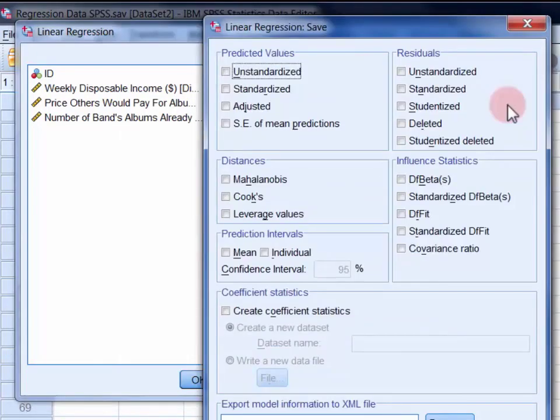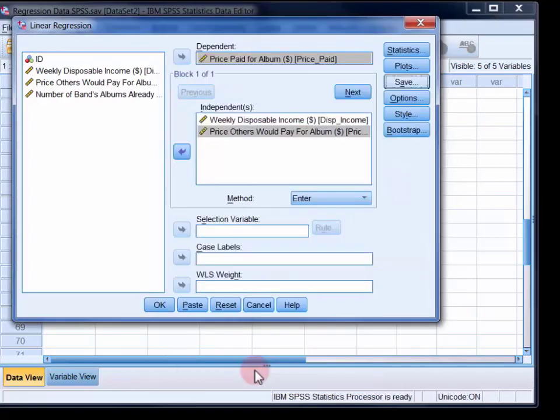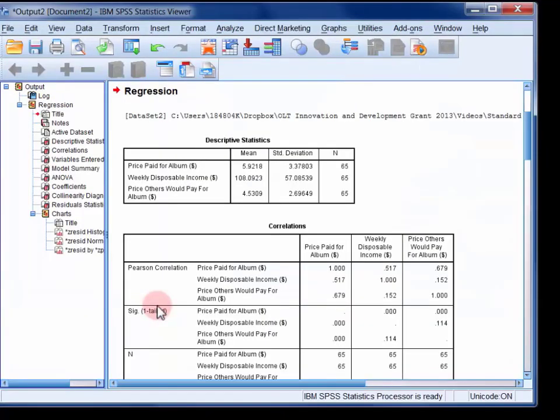In the Save dialog, select Mahalanobis and Cooks under Distances, and then under Residuals, select Standardized. And click Continue. And finally click OK, and your output will appear in the SPSS viewer.